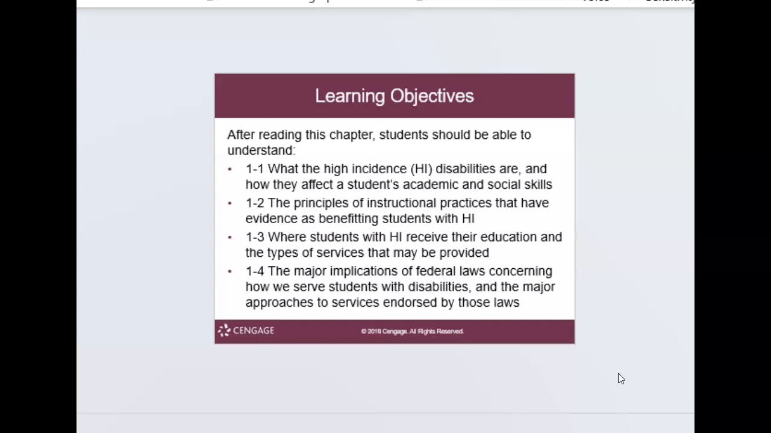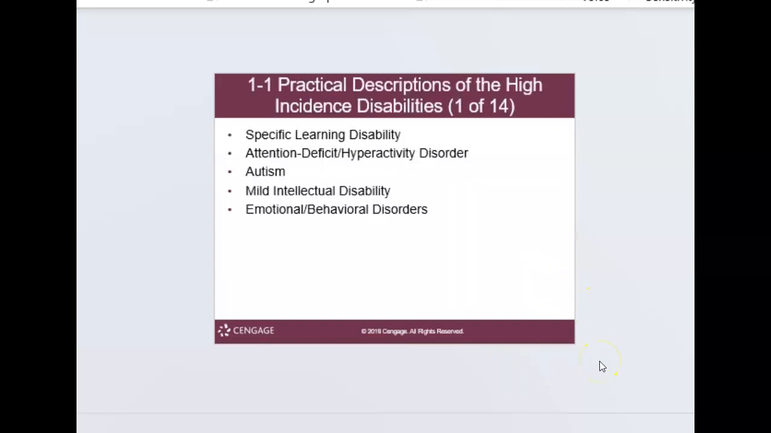Hopefully you'll be able to understand what high incidence disabilities are. They are also called HI, right? Short for high incidence. So if you see capital H, capital I, just know that that is referring to high incidence disabilities. Okay, so we're going to talk about some practical descriptions of high incidence disabilities. So what does that actually mean? What are considered high incidence disabilities? All of those kinds of things.